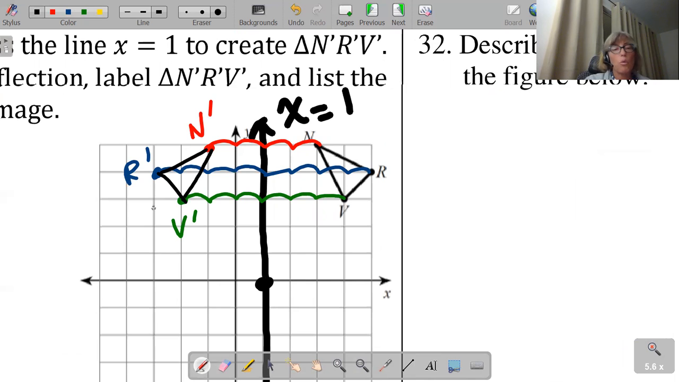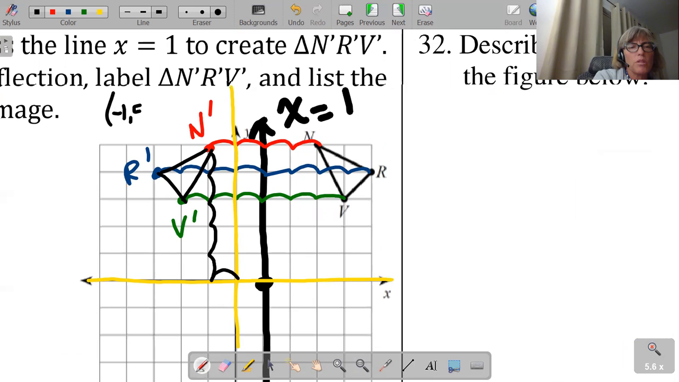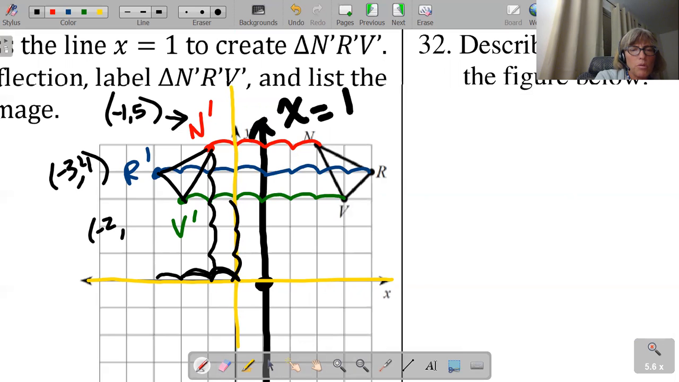And now you just get those coordinates, realizing that black line is not your axis. This is right here. So your N is technically over 1, over 1, -1, +5. That's your N prime. Your R prime is 1, 2, and that's -3, +4. And your V prime is only 1, 2 over -2, +1, 2, 3.